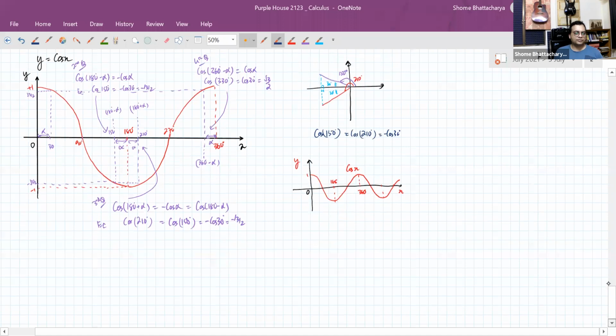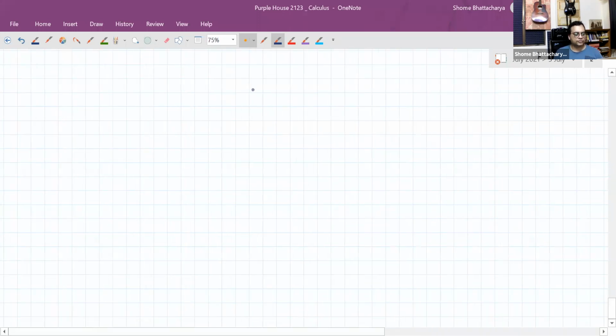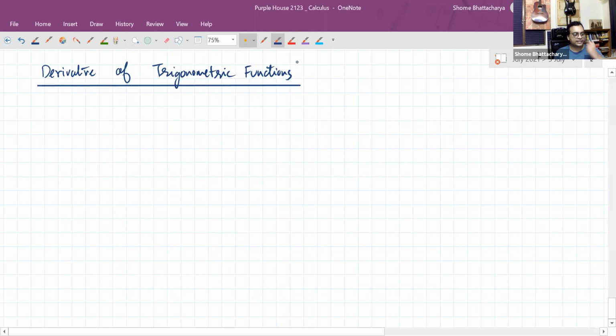Now we will talk about derivative of these functions, which we have done before also, but once more we'll understand it from slope of tangent point of view. So derivative or instantaneous rate of change of trigonometric functions. At a later stage, I will introduce you to the other trigonometric functions also, like tan, cosec, sec, cot, and all that. But right now we'll concentrate on sine and cos.